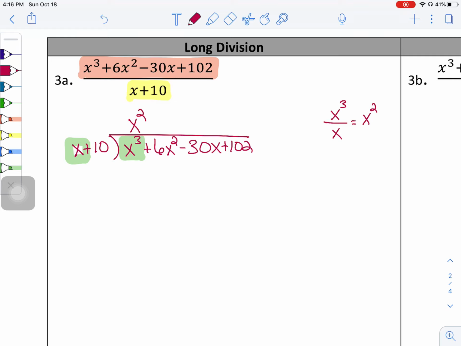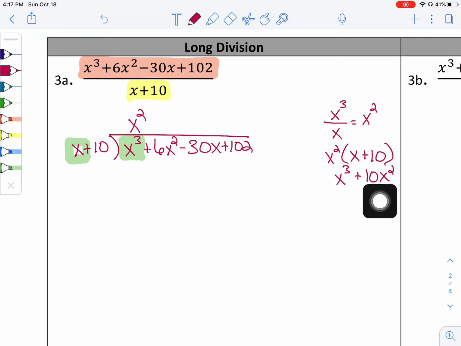Now it doesn't matter, because we're not dealing with numeric values here, how you line up your polynomial in the numerator or in your answer. What does matter is that you now take that x squared and you multiply it times both parts of what you're dividing by, which in this case is x plus 10. When we distribute, we're going to get x cubed plus 10x squared. So these two terms become what you line up here with this original polynomial.